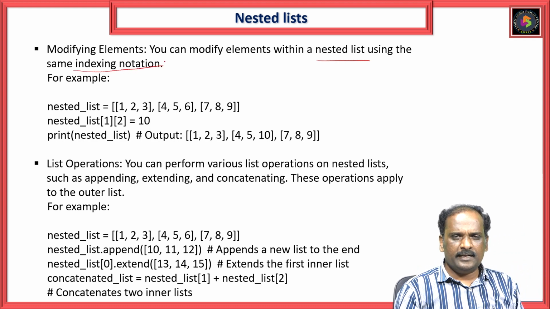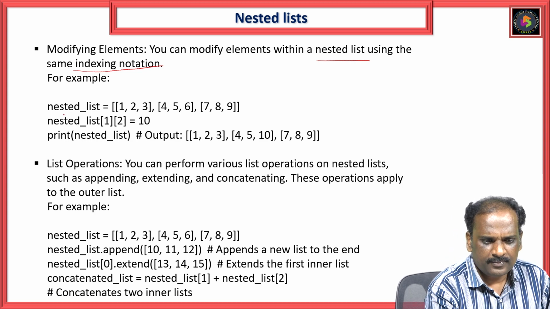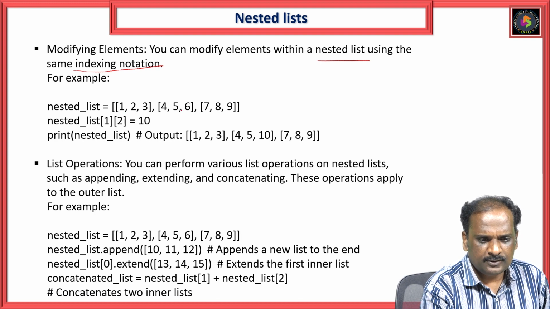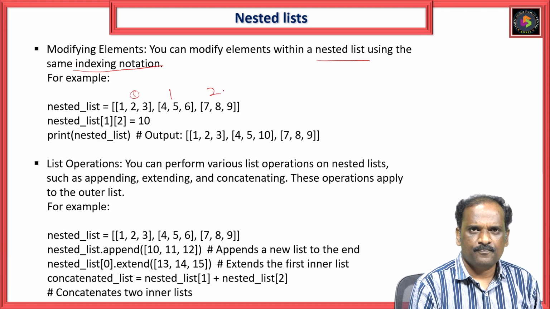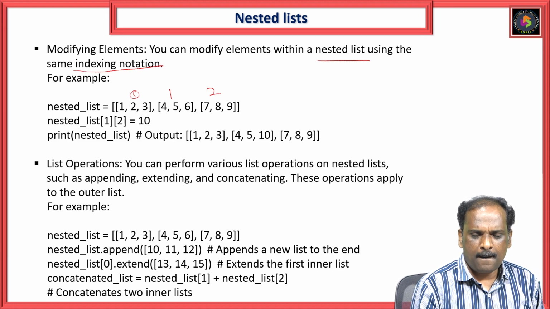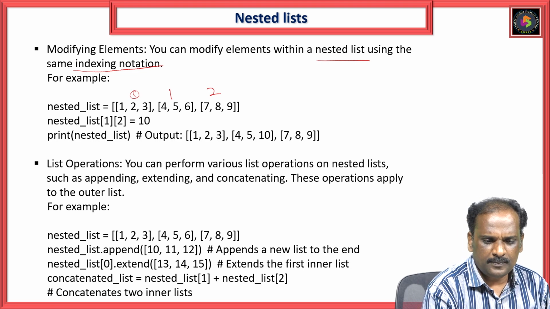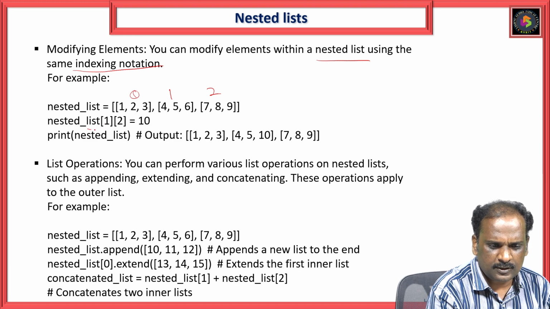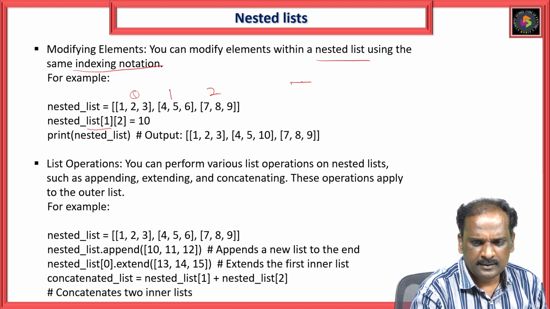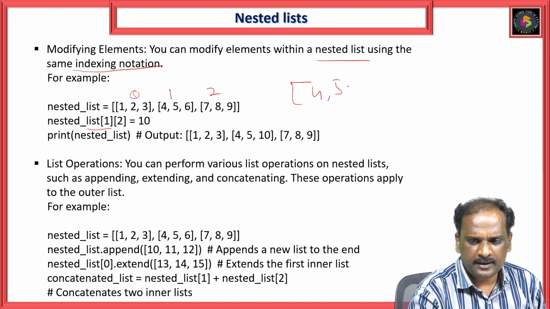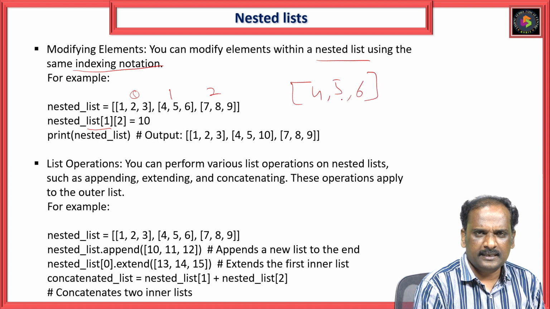What is the same indexing notation? That is, we need to use multiple indexing. So here is an example, a nested list. This is at index 0, this is at index 1, this is at index 2. There are three sublists. Now you observe that nested list of 1 means 4, 5, 6.